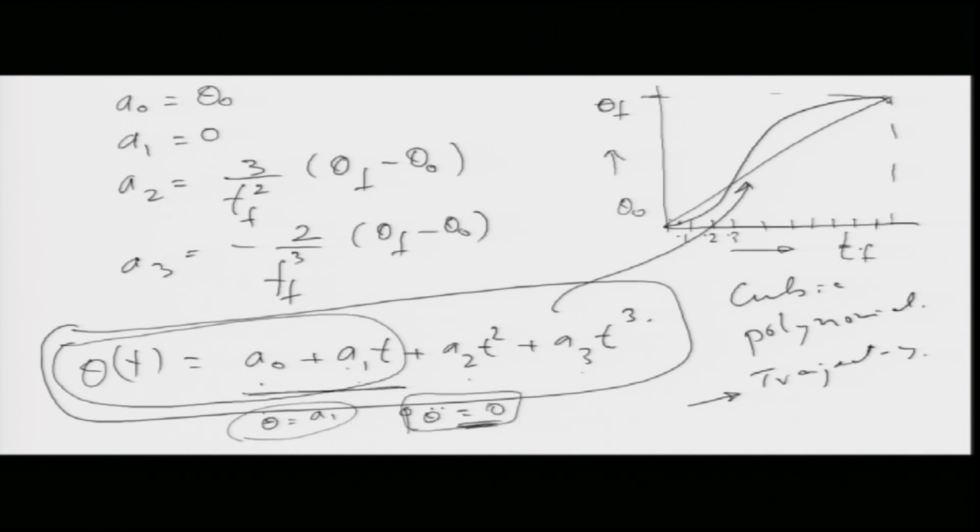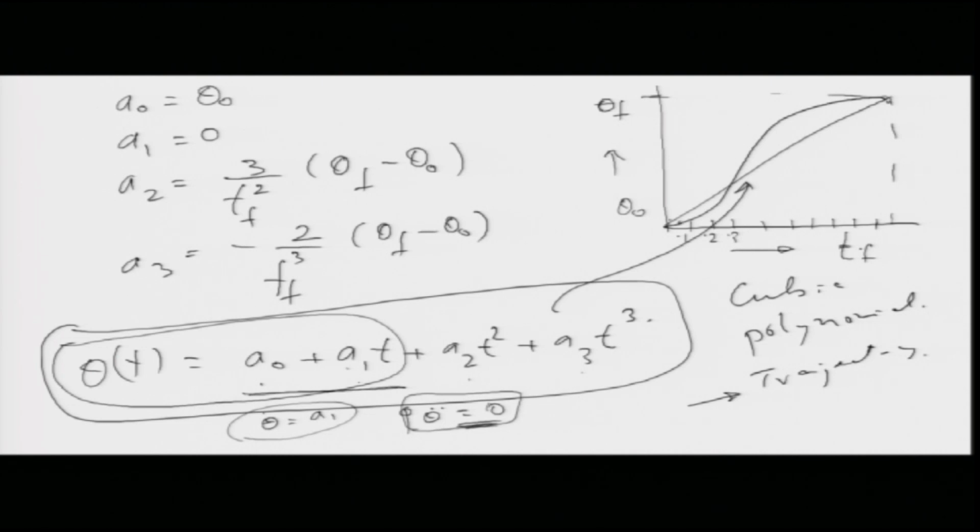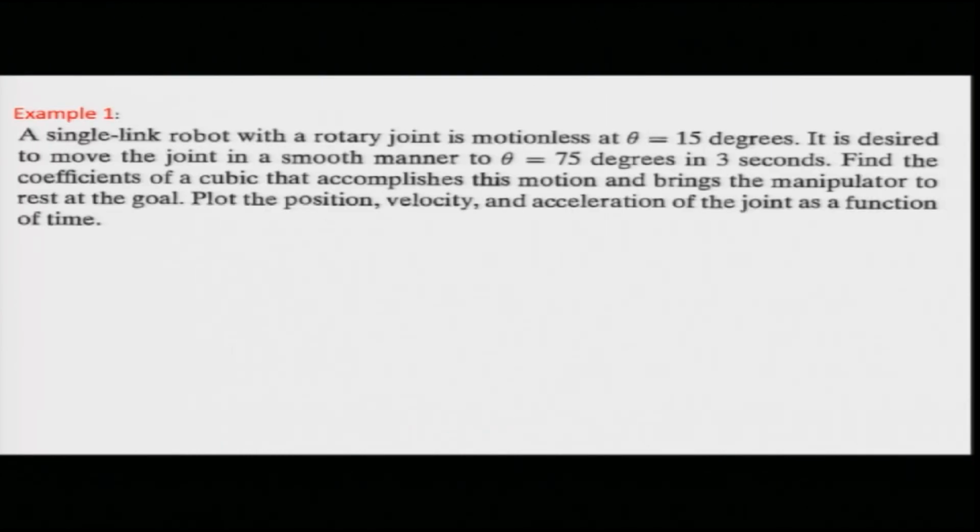So, let us do a very simple problem to understand how we actually enforce this kind of motion. We have got a cubic polynomial. Now, let us look at this problem. This is a very simple example that I just drew some time back. It says that a single link robot with a rotary joint is motionless at theta equal to 15 degrees.